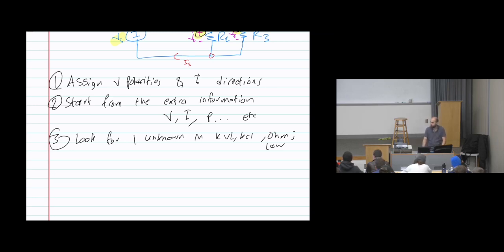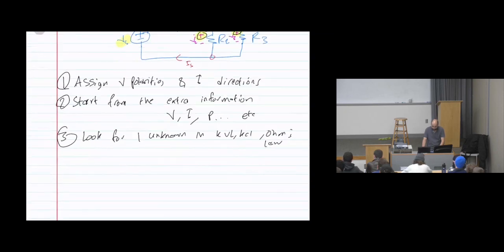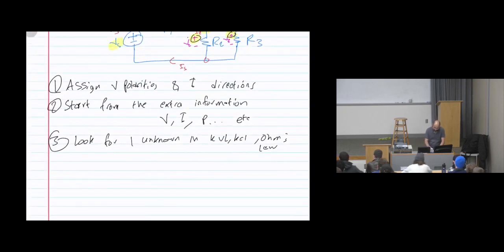By following this procedure, we can solve DC circuit analysis problems. So now let me go to the example. Let me give you a few seconds to write, then we'll go to the example.